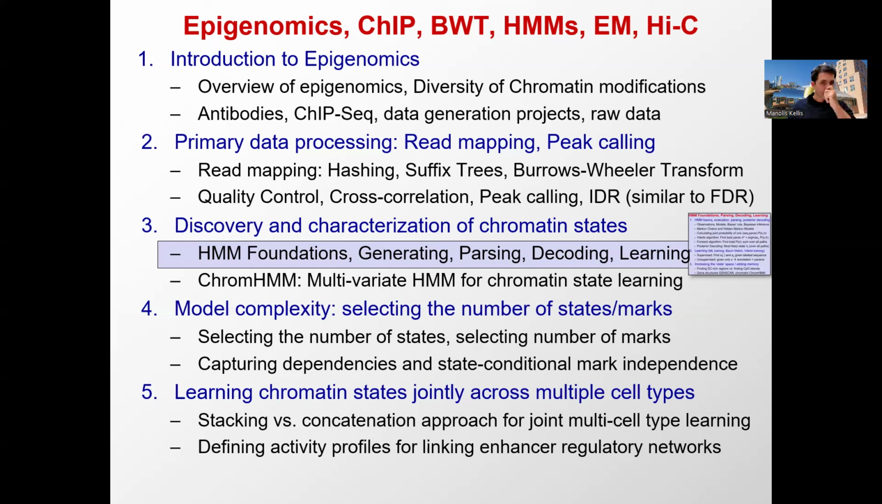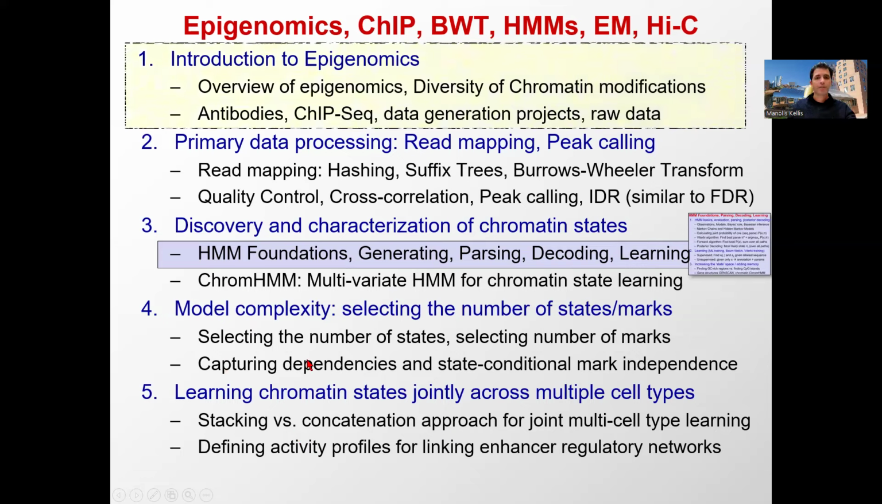Okay, good. And we're going to see how that applies to a multivariate hidden Markov model. Then we're going to talk a lot about model complexity. How do you decide just how many parameters, how many states does your model have? And then how to learn chromatin states jointly, not just across multiple marks, but also multiple marks in multiple cell types. Everybody with me here? Awesome. Let's dive right in.